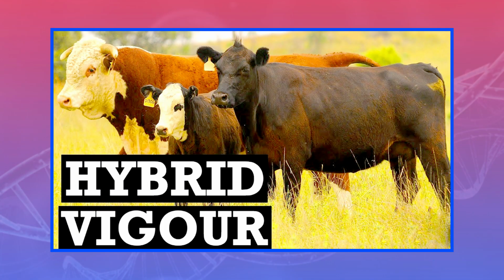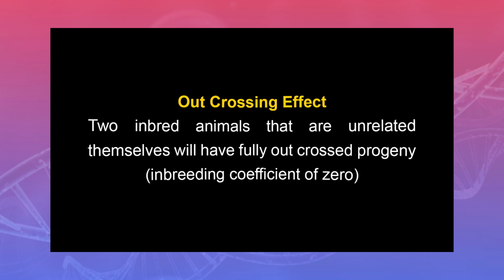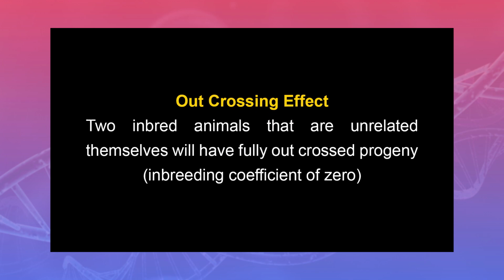The converse of inbreeding is outcrossing. Some component of observed hybrid vigor is the outcrossing effect. It is important to remember that two inbred animals that are unrelated to each other will have fully outcrossed progeny, that is, an inbreeding coefficient of 0. Hence, an organism can go from inbred to outbred in one generation.